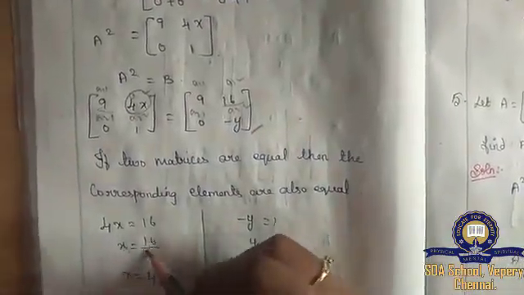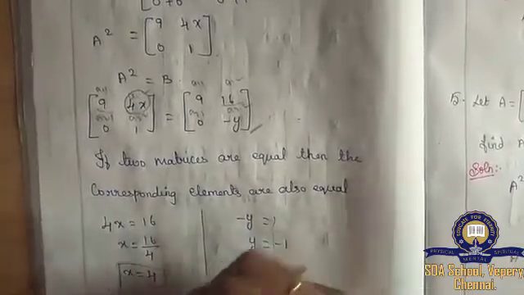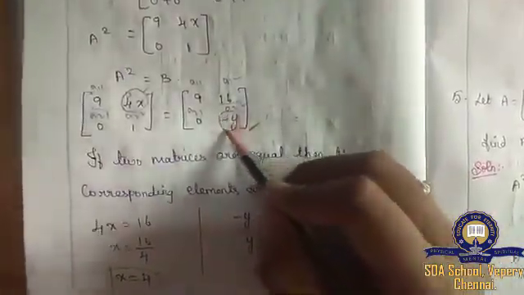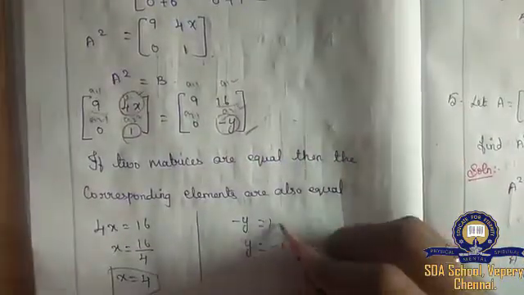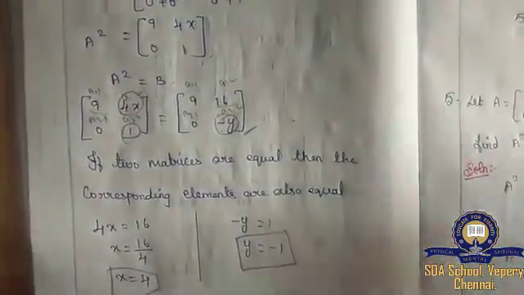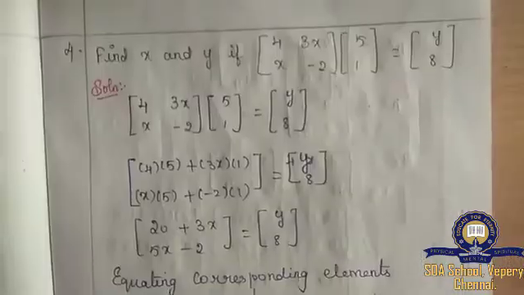X is equal to 16 by 4, then x will be 4. Here I am going to equate y. What will happen? Minus y is equal to 1. What will be your y? Y is equal to minus 1.